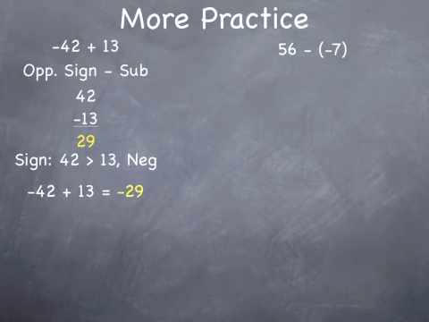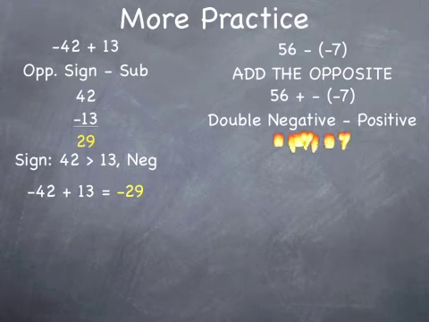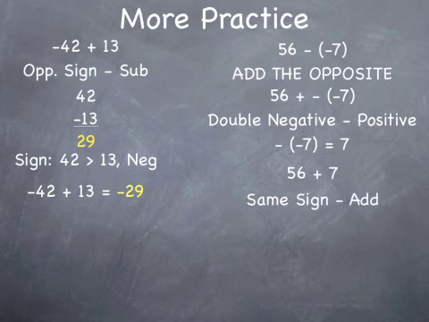Alright, my second example, 56 minus a negative 7. Add the opposite, 56 plus a negative 7. And double negatives become positive. The opposite of a negative is a positive. So that leaves me with 56 plus 7. So since they have the same sign, I add, and 56 plus 7 equals 63.